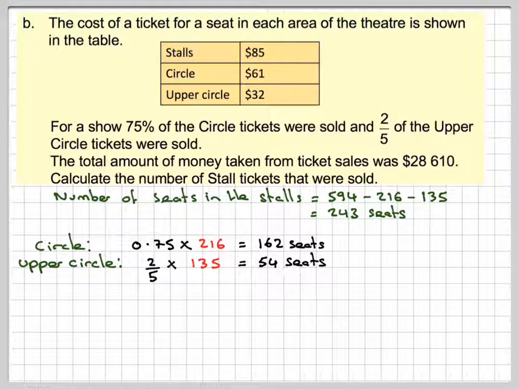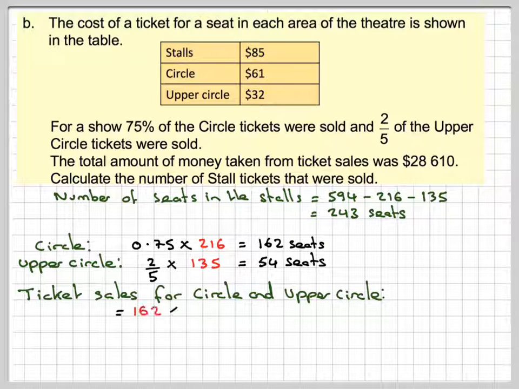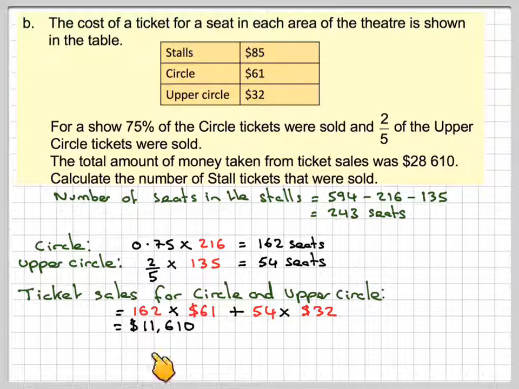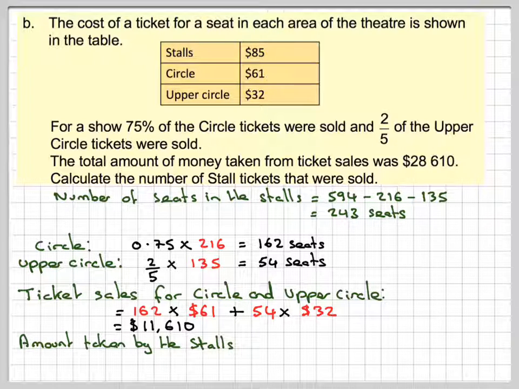Right, these 162 seats were sold at a rate of $61. This is what we need to work out now. It's 162 times $61, and the 54 seats were sold at $32 each. That gives a total of 11,610. Right, this was the total amount sold, so therefore the amount taken by just the stalls will be the total amount, which is 28,610, minus the amount sold for the circle and the upper circle, which is 11,610. That gives me 17,000.